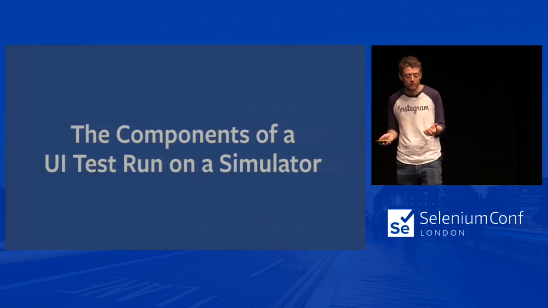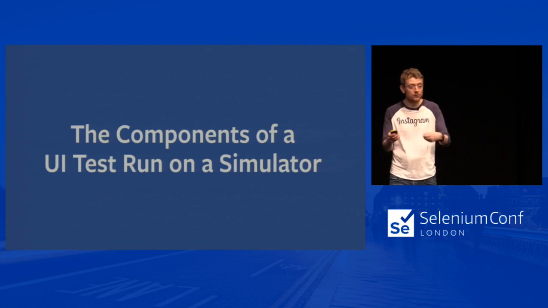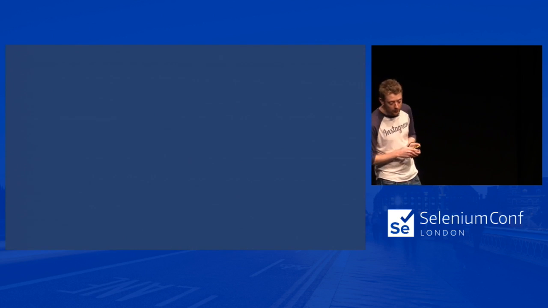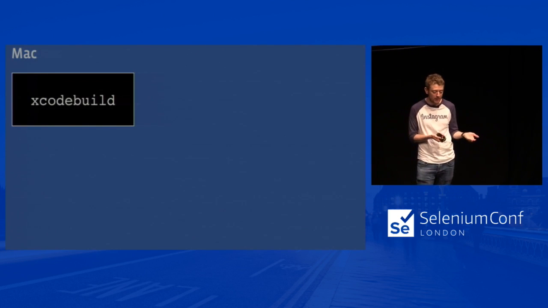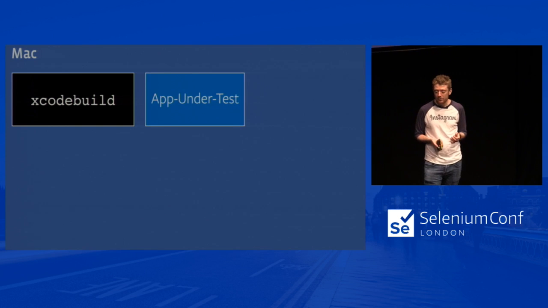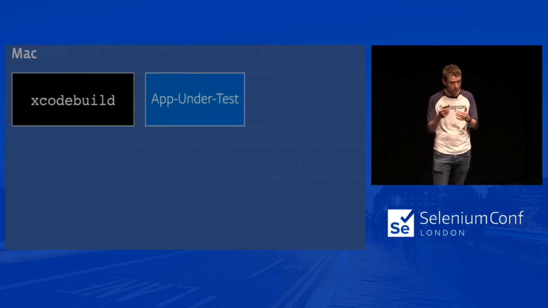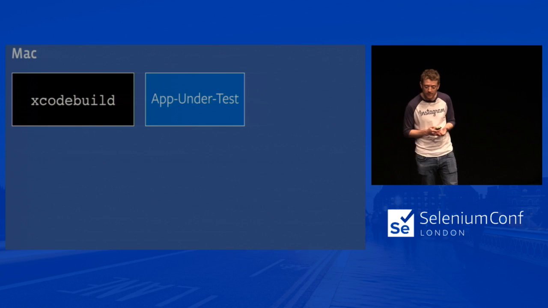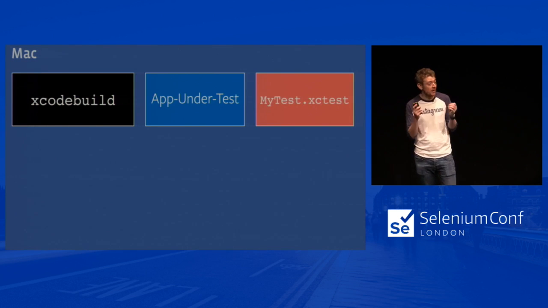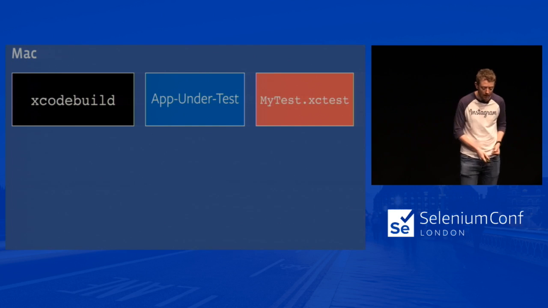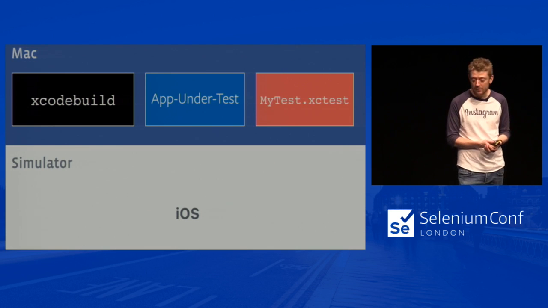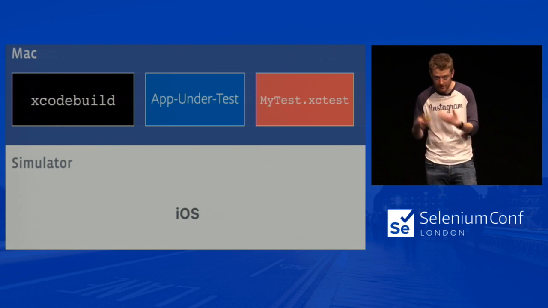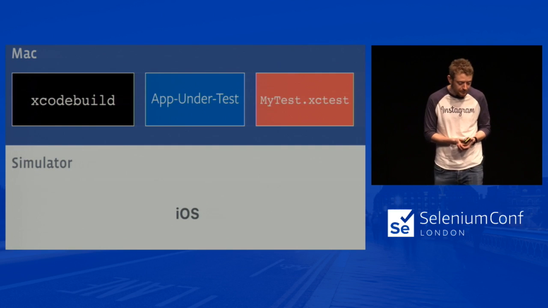So let's look at the components of a UI test run on the simulator and how they fit together. So I'm going to start off with Xcode Build to start the test run on my Mac. This will then build the app under test. We obviously need to build the app to run tests against it, and also build the test bundle. This is where the meat of your UI testing code is. Of course, once this is done, the simulator then appears, and we have iOS. We can start running tests.